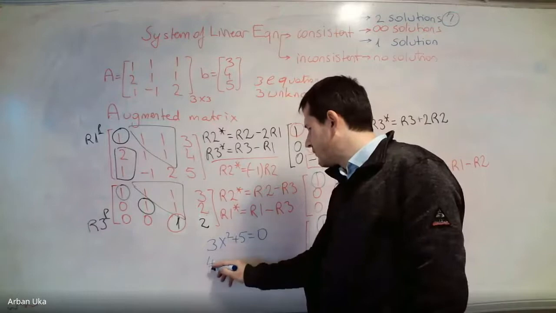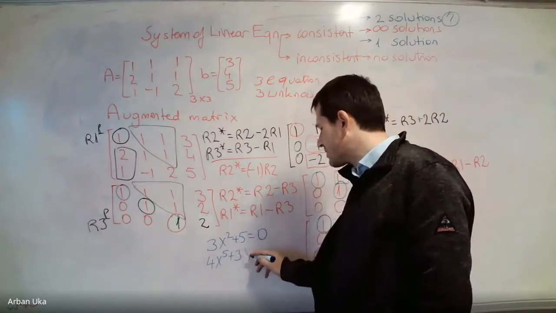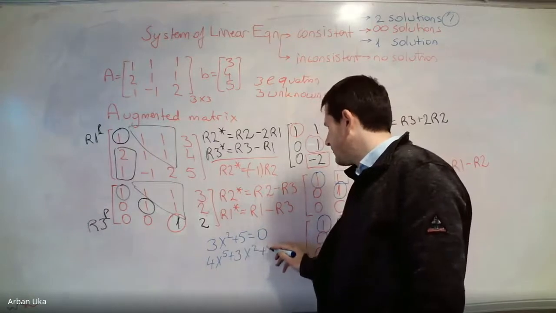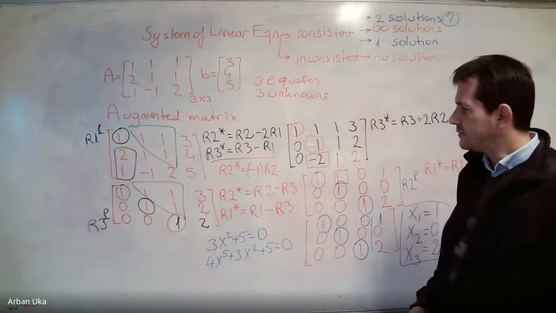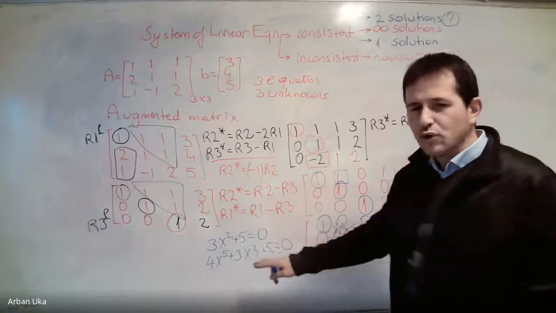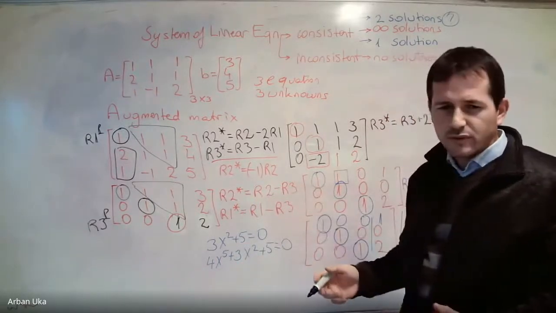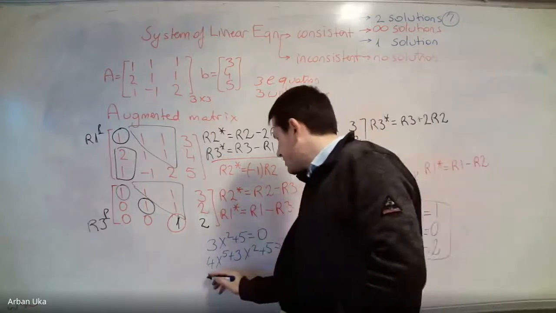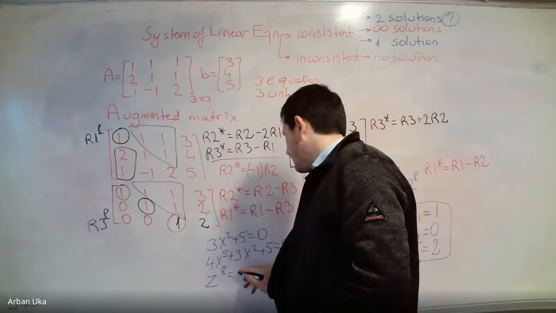What about this? 4x to the power 5 plus 3x squared plus 5 equal to 0. What is the degree of this polynomial? It's of the 5th degree. That's right. So we expect 5 solutions, and then we have to find them, right? What about this equation? Z to the power 8 is equal to 1.